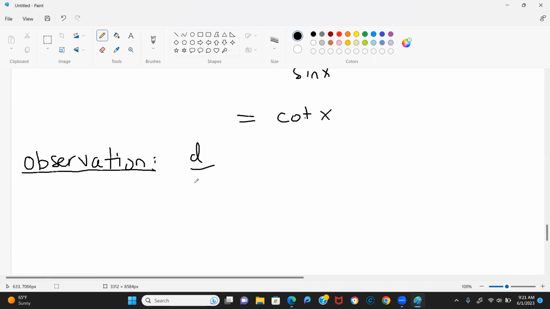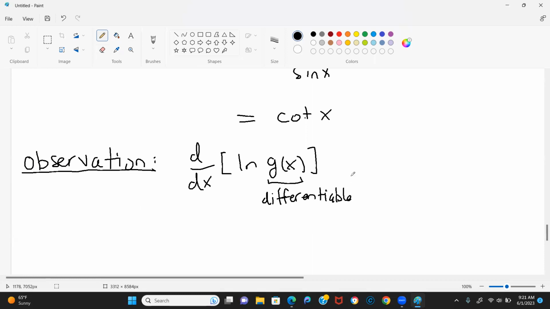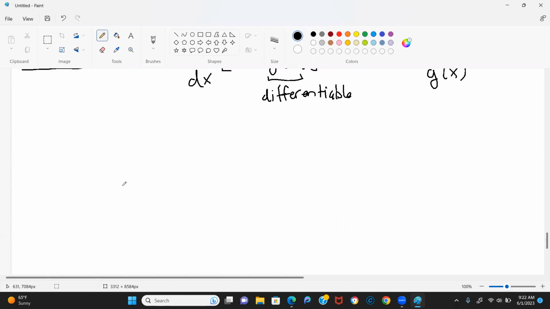If you want to take the derivative of ln of, say, g of x, where you're going to assume that this is differentiable, right? Otherwise, it is not going to really make sense to take this derivative. By the chain rule, the derivative is just going to be g prime of x over g of x. So pretty easy derivative to compute. And it's just a simple application of the chain rule to prove this observation.